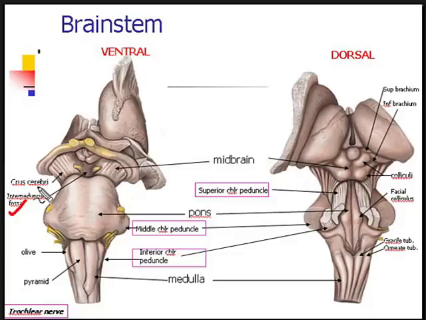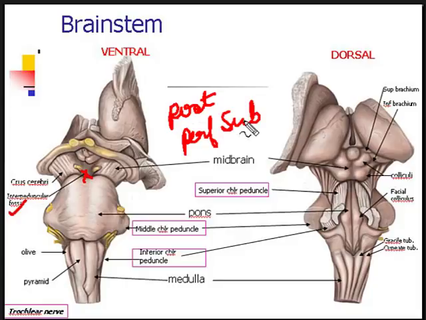In this interpeduncular fossa, a lot of blood vessels actually pierce this area here in the middle. They pierce this area, and that's called the posterior perforated substance. And this crus cerebri, as you notice, is a boundary of this interpeduncular fossa on the lateral side. The oculomotor emerges medial to the crus, and I told you the fourth emerges lateral to the crus.